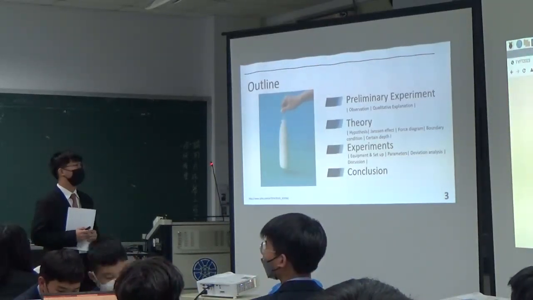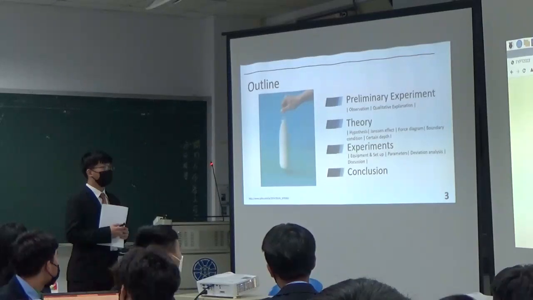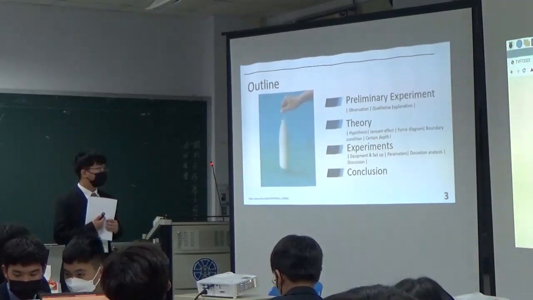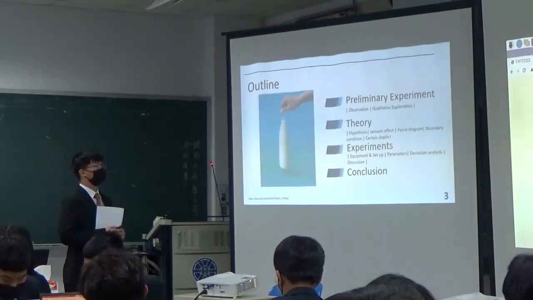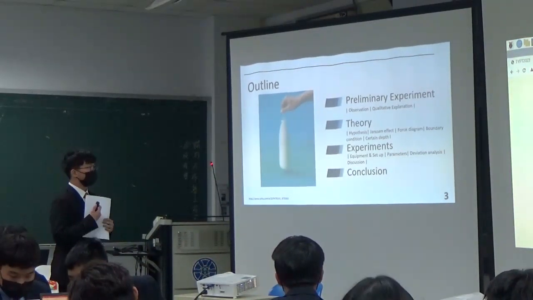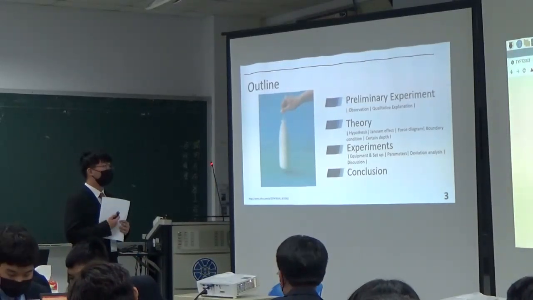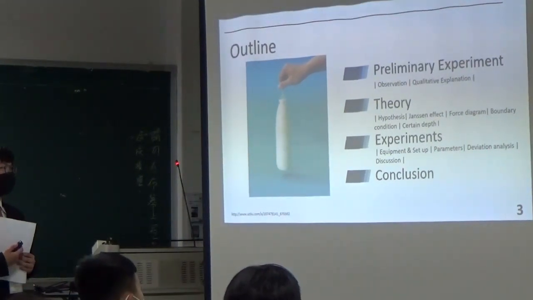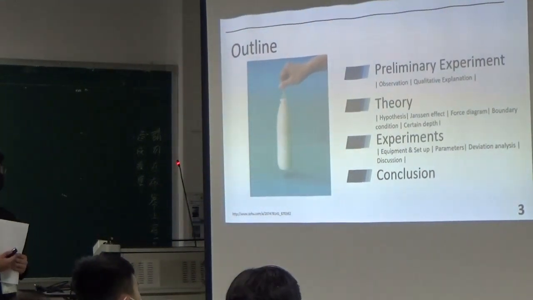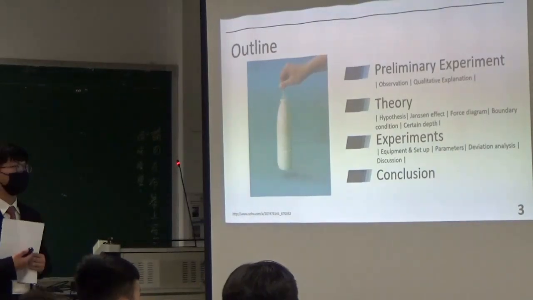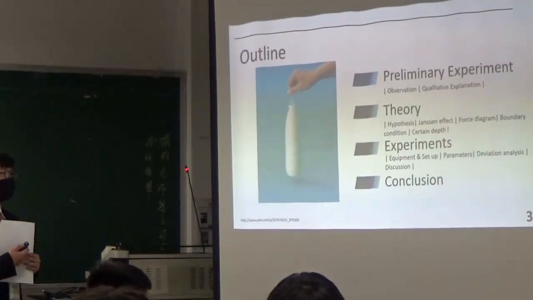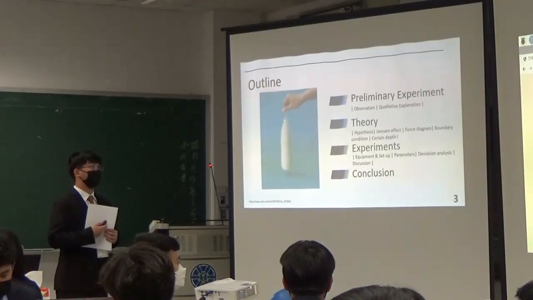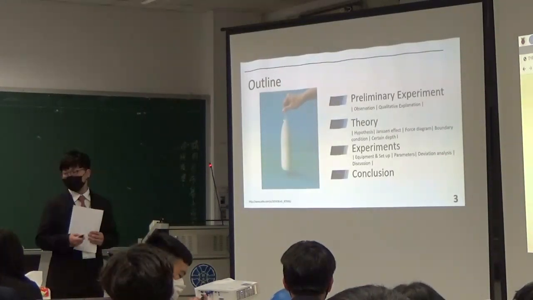And here's the reporter's outline. First is the preliminary experiment, including the observation video and the quantitative explanation. Next is the theory part. I will show you my hypothesis, Janssen effect, a picture of the force diagram, boundary condition, and a certain depth. Next part is the experiment. I will introduce my equipment and setup and try various parameters such as radius of the rod, friction coefficient, and the mass of the system, and try to analyze the deviation. Last is the discussion, including proving the assumption. And finally, the conclusion.